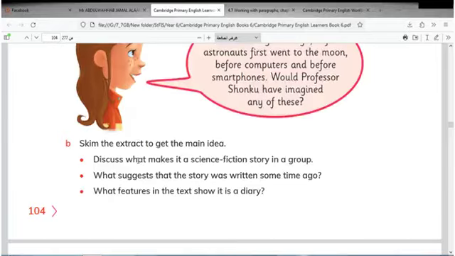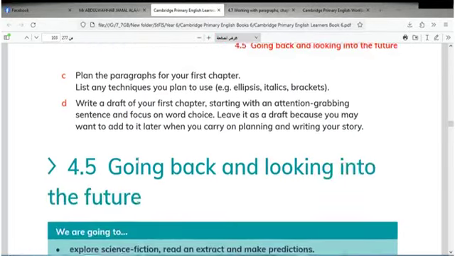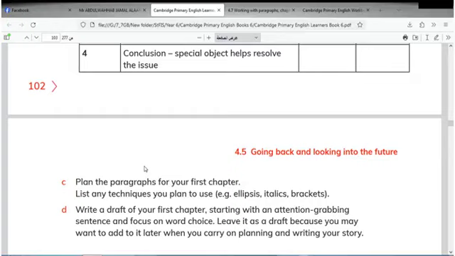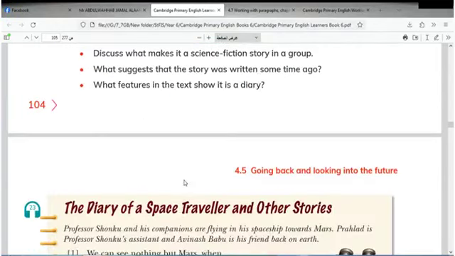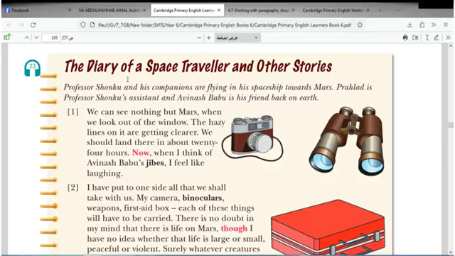And I need you to focus with me, please. Yeah, that's the text. The Diary of a Space Traveler and other stories. Okay, remember we read this before. Professor Shonko and his companion are flying in his spaceship towards Mars and so on.